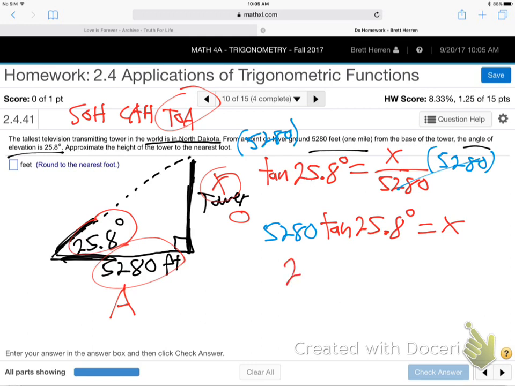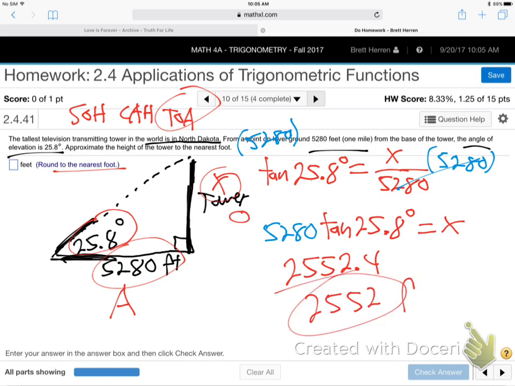I'm getting 2552.4. What do they want? Nearest foot. So we'll say 2552. A 2,552 feet tall tower. Is that good? Is that making sense?